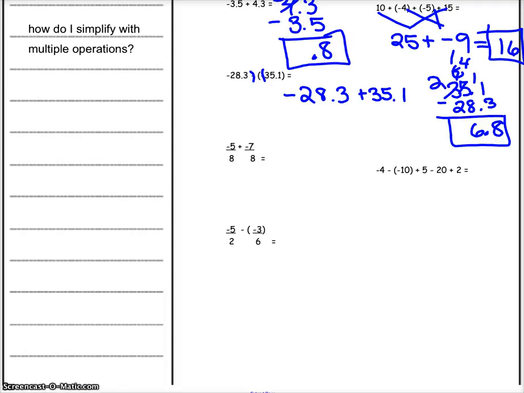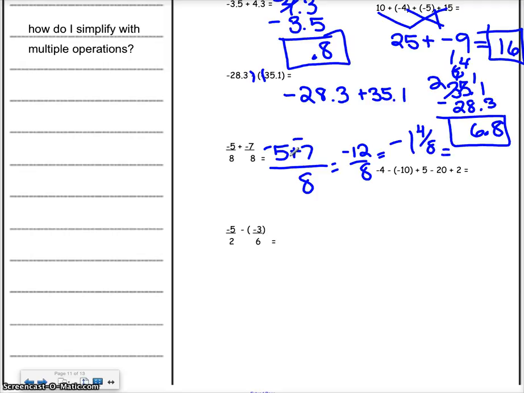The next one, I have a common denominator already, so I just have to add the tops. It's the same sign, that means I add. So 5 plus 7 over 8, which is negative 12 over 8, which is negative 1 and 4/8, which is negative 1 1/2. Took up a lot of room.